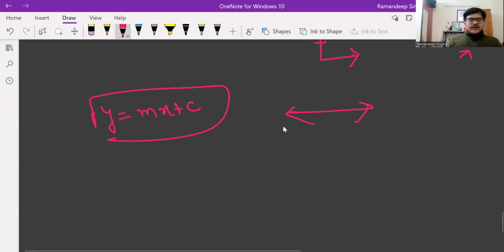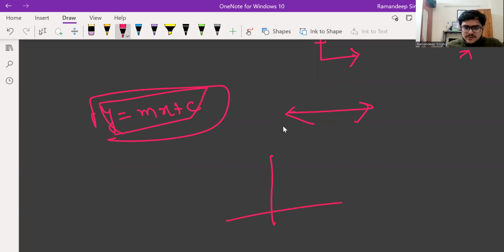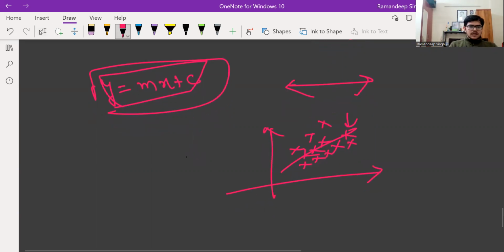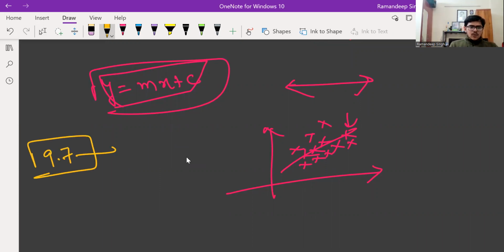Okay, so we have done till the part where we know we have a line y equals mx plus c, we have a scatter plot, and these are some points around it. So what basically we are trying to achieve here with this line is that if someone asks me that I have got a CGPA of 9.7, what is the amount of placement I could expect from this college.